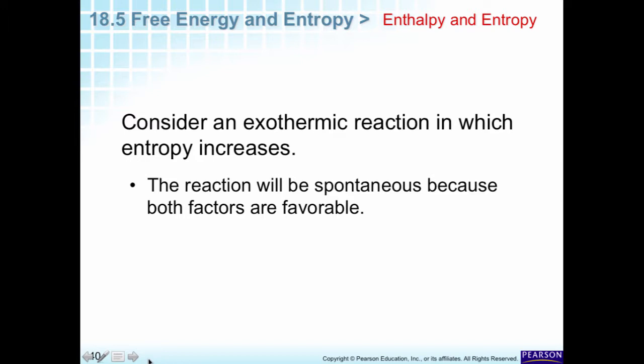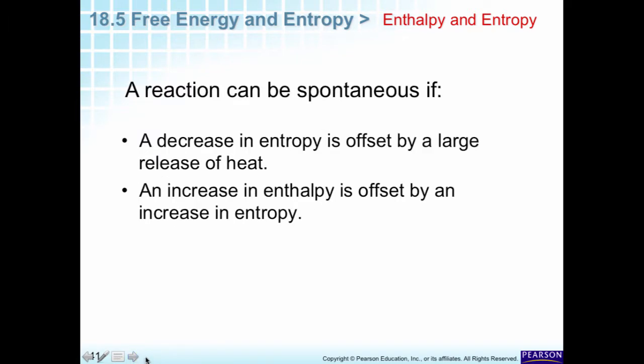Okay, so if we have an exothermic reaction in which entropy increases, in this case exothermic is a plus, basically towards being spontaneous. And the fact that entropy increases also means it's spontaneous. So both factors are favorable, so it's going to be spontaneous. Okay, if a decrease in entropy is offset by a large release of heat, so that little bit of decrease, we have a big exothermic reaction, so it's still going to be spontaneous.